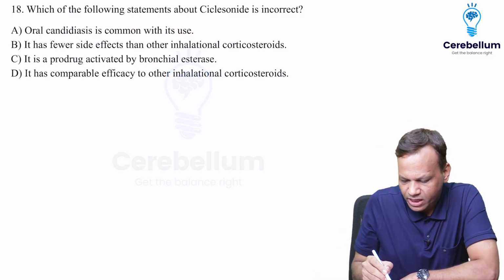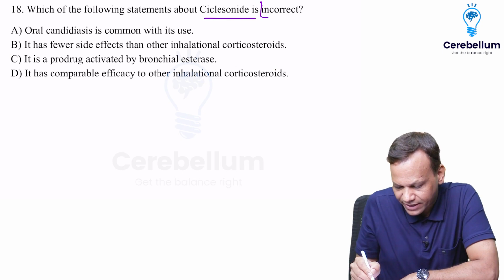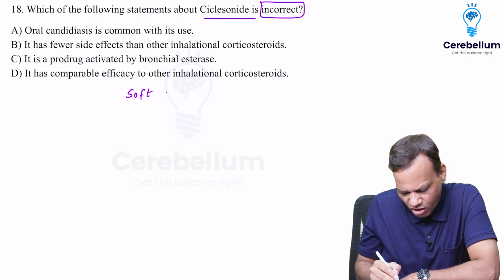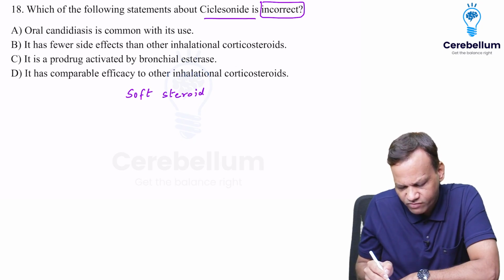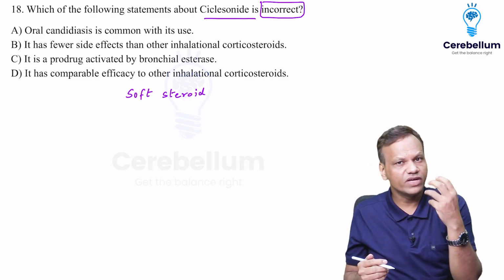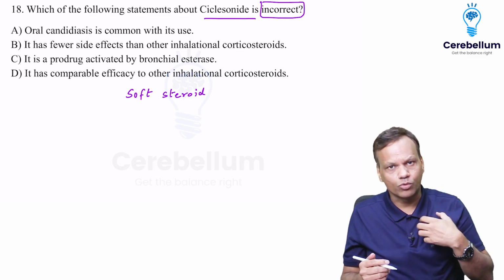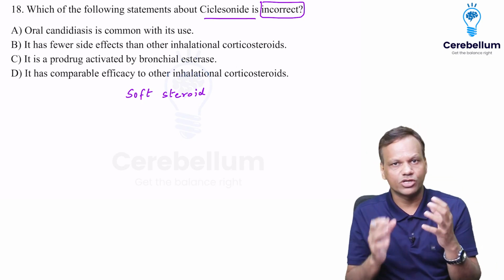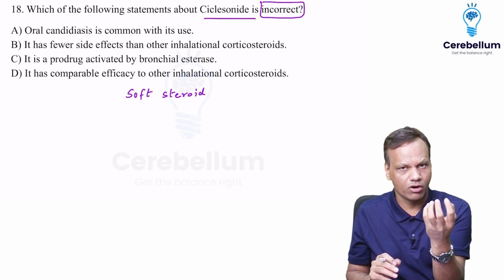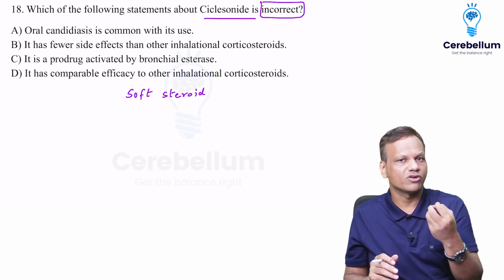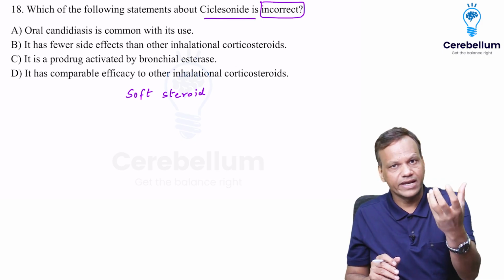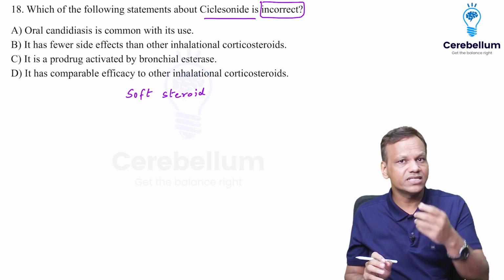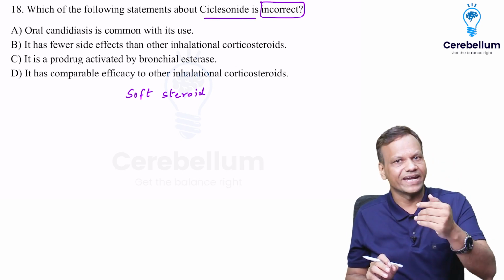Which of the following statement about ciclesonide is incorrect? So what is ciclesonide? Ciclesonide is a steroid. It is known as soft steroid. What is the meaning of soft steroid is, normally when we give steroids by inhalational route, 95% of the steroid or any drug given by inhalational route deposit on the pathway. So only 5% reach the bronchus. So the 95% drug deposit in mouth, oropharynx, nasopharynx, larynx, all these places. So they can decrease immunity at that place. So that can result in increased risk of infection like oropharyngeal candidiasis.